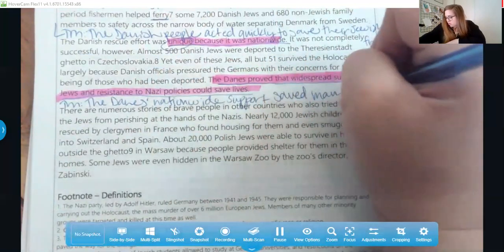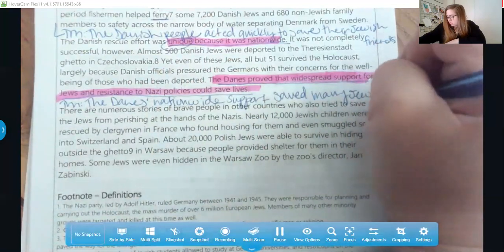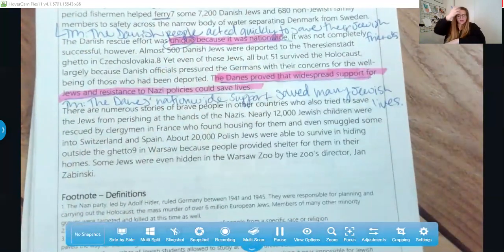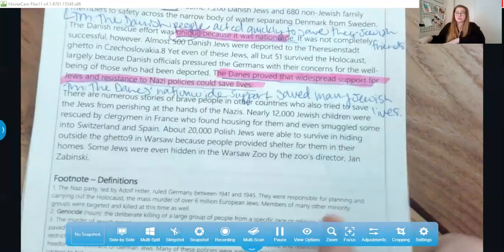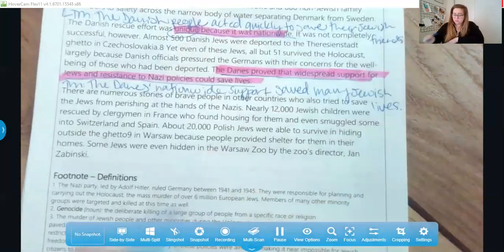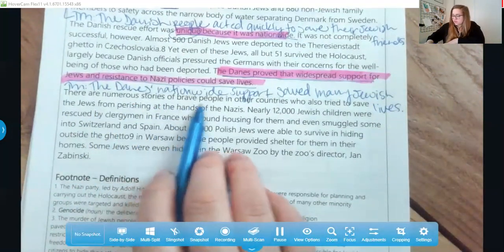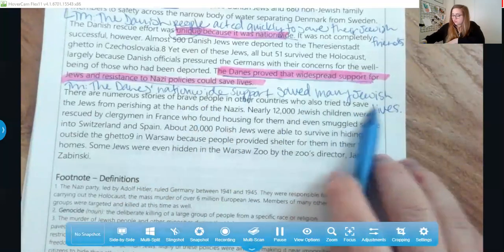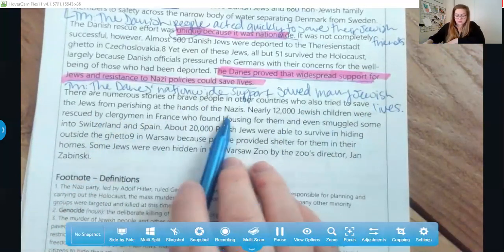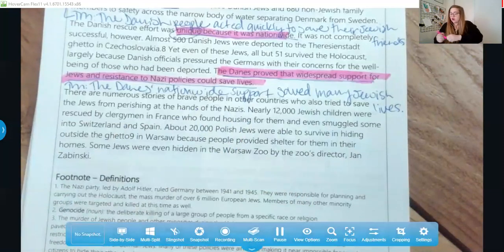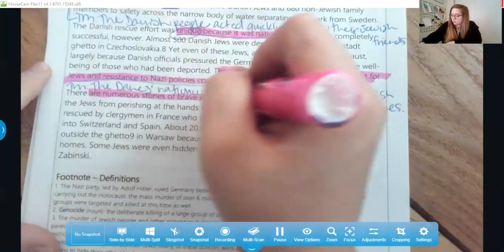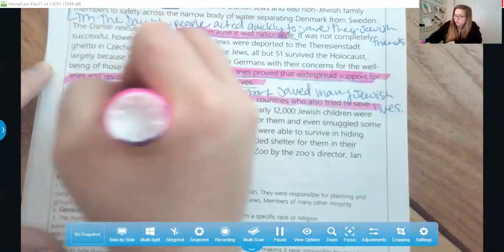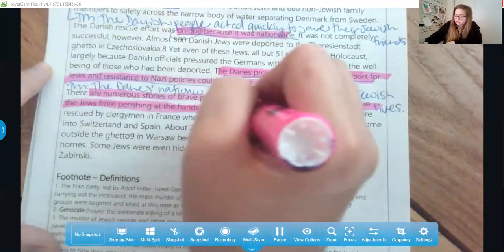Okay, last paragraph, and then you guys are going to come up with your own big idea, okay? There are numerous stories of brave people in other countries who also tried to save the Jews from perishing at the hands of the Nazis. So we know that they're not alone. There are other people who also were brave who tried to save the Jewish people.